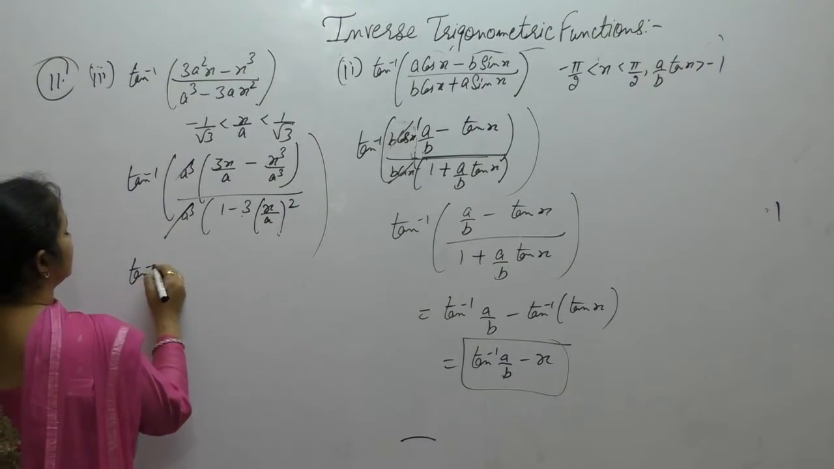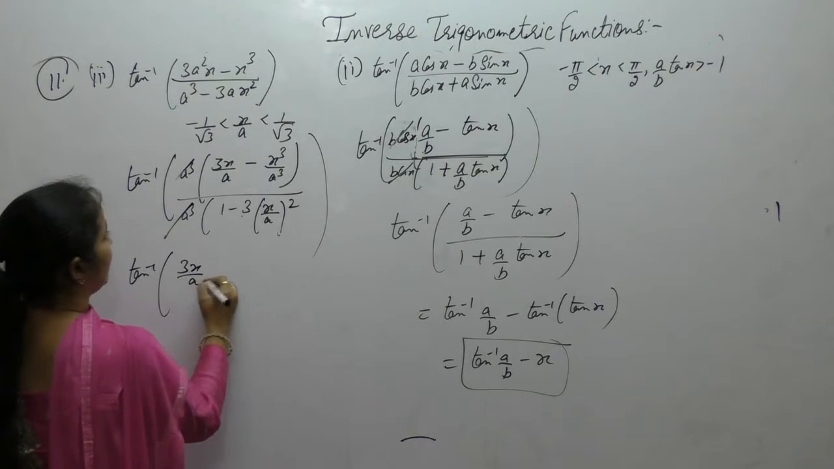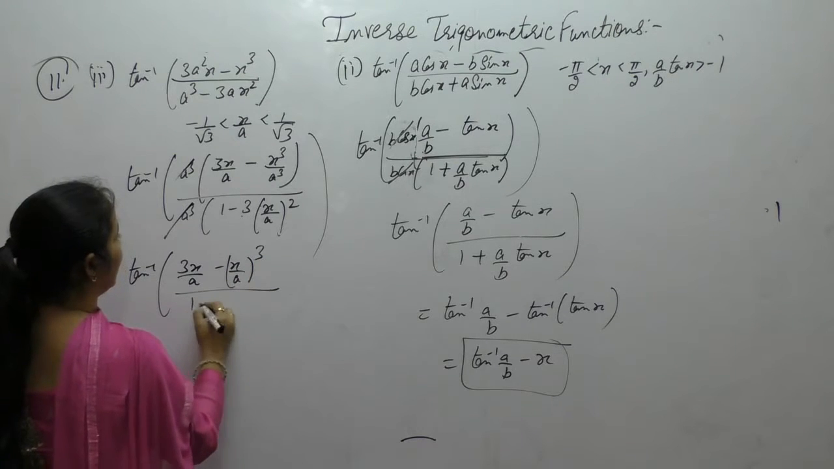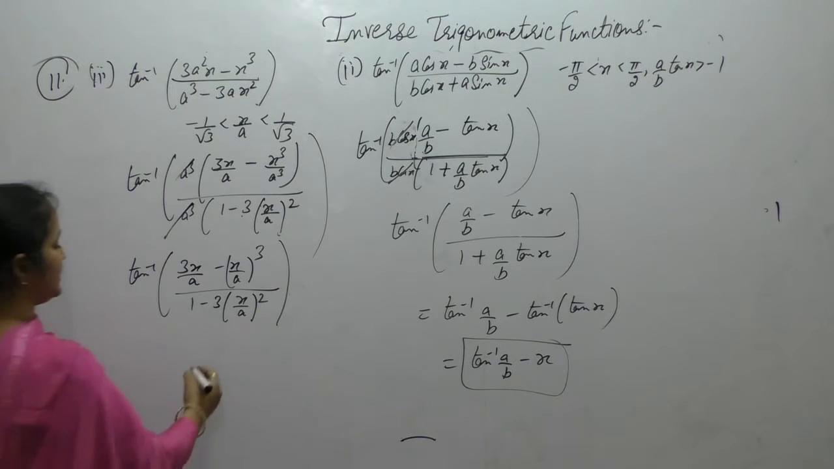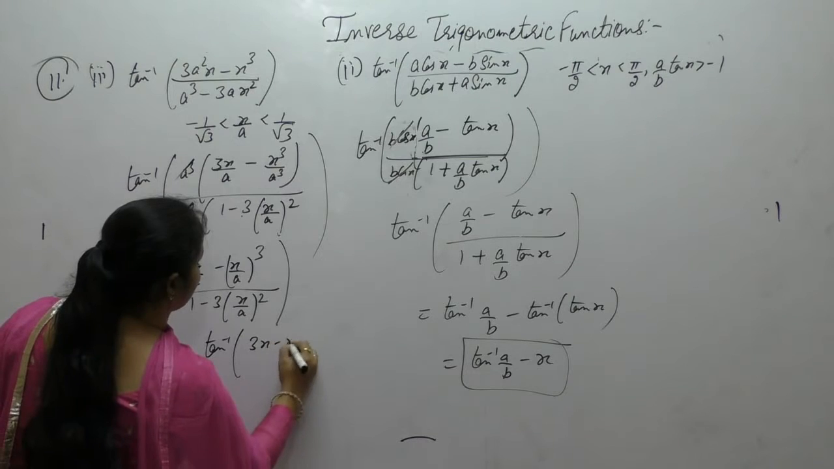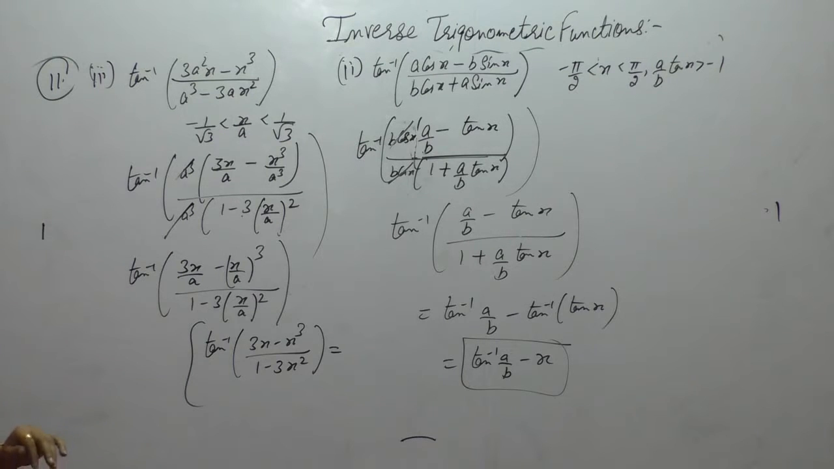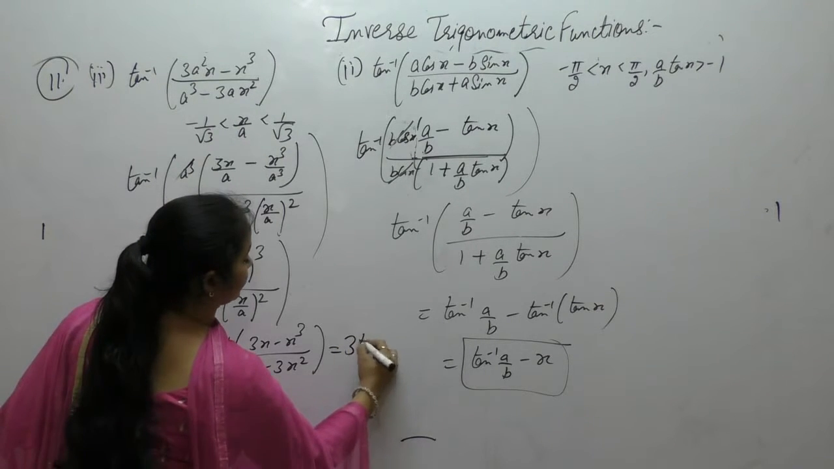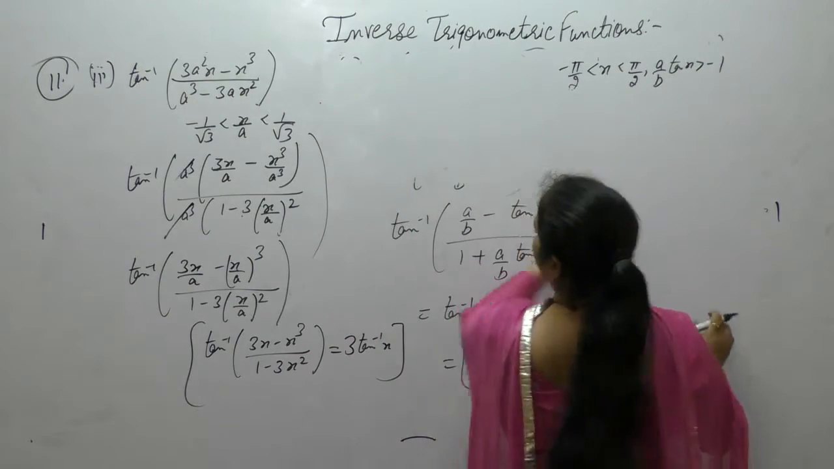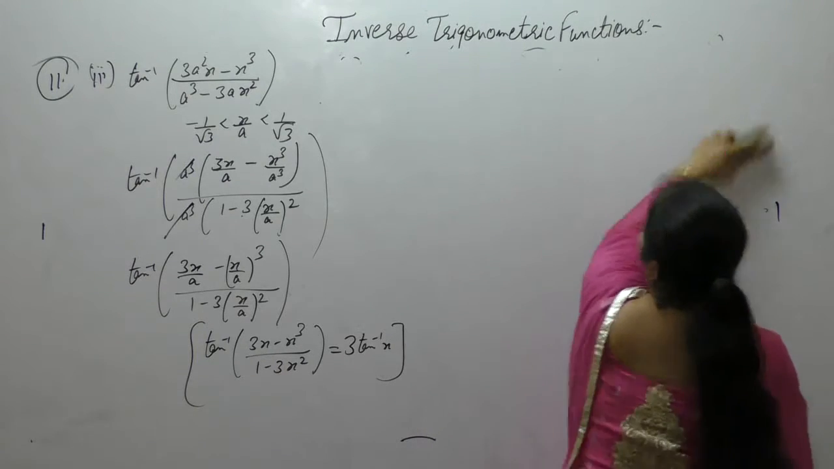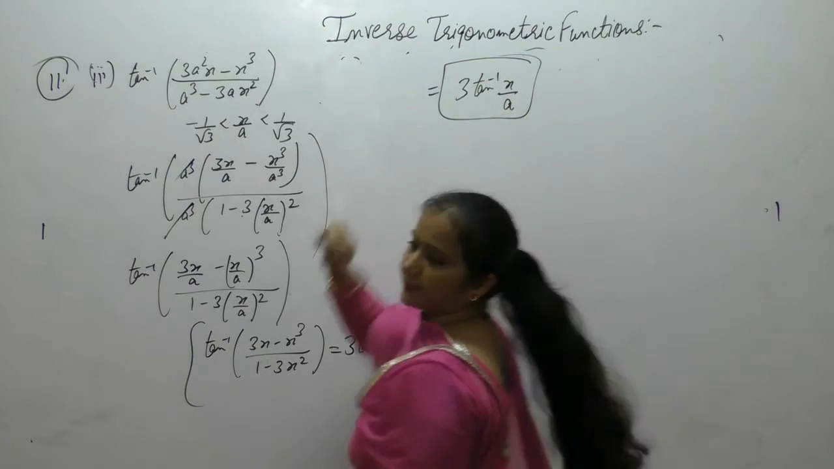So tan inverse of (3x upon a minus x cube upon a cube) upon (1 minus 3x square upon a square). Now we have one formula: tan inverse of (3x minus x cube) upon (1 minus 3x square) is equal to 3 tan inverse x. So what we get here? Instead of x we have x upon a here. So we get 3 tan inverse x upon a.